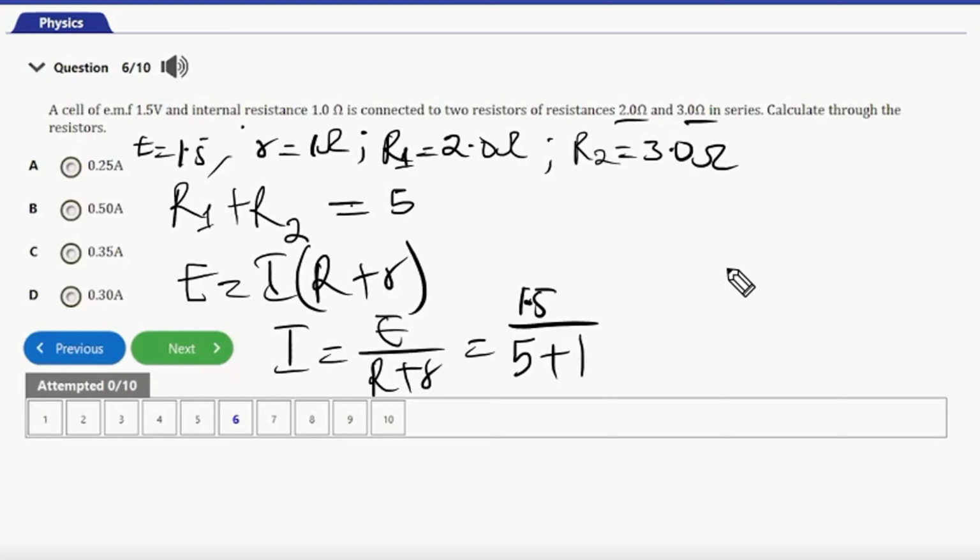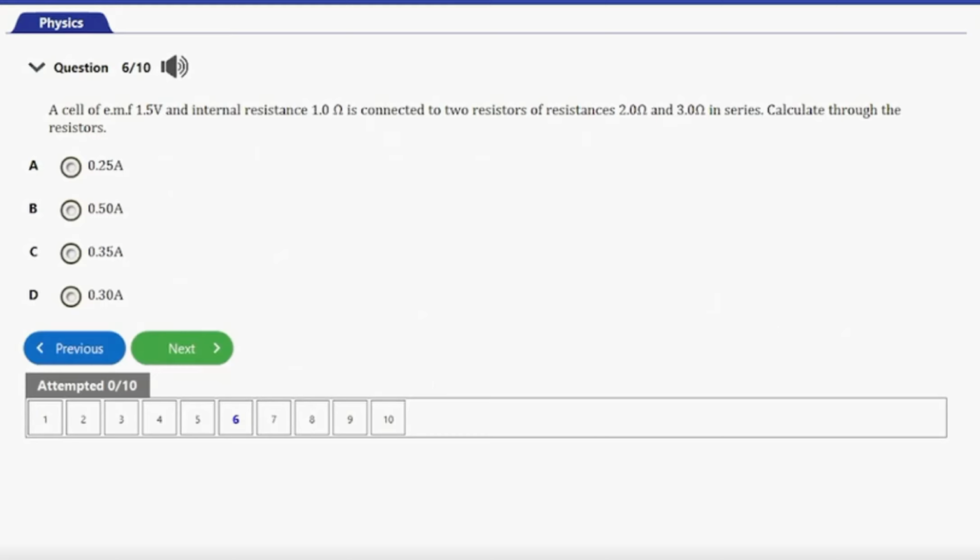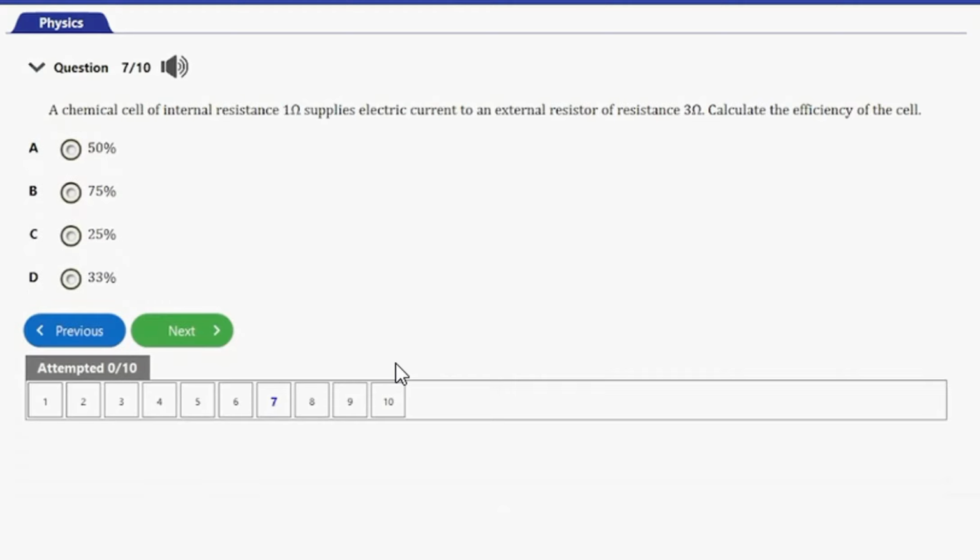So in that case, I is going to be 1.5 over 6. So 1.5 over 6, and that's 0.25 amps. That's option A here, guys, and that's the answer to this question. So let's wipe this off and let's consider the next question. So that's question number 7 here.